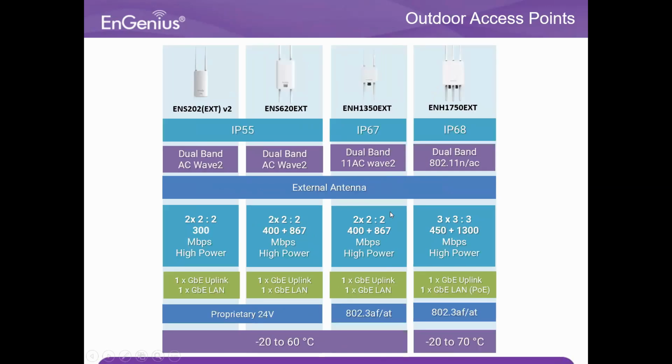All right, next we have the outdoor series, which is the ENS202EXT V2, the ENS620EXT, the ENH1350EXT, and the ENH1750EXT. So these are the outdoor models that you might find handy, because these are mainly used when you are configuring systems that are of a longer distance.